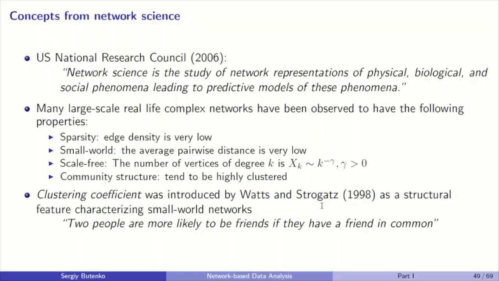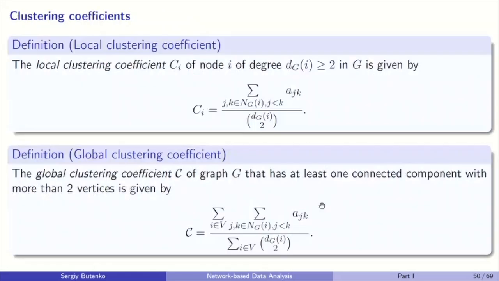And this is how it is defined. All right, so local clustering coefficient and global clustering coefficient. The local clustering coefficient, which we denote by Ci of a node of degree di in G, is given by this expression here. So now let's see carefully what this expression represents here.